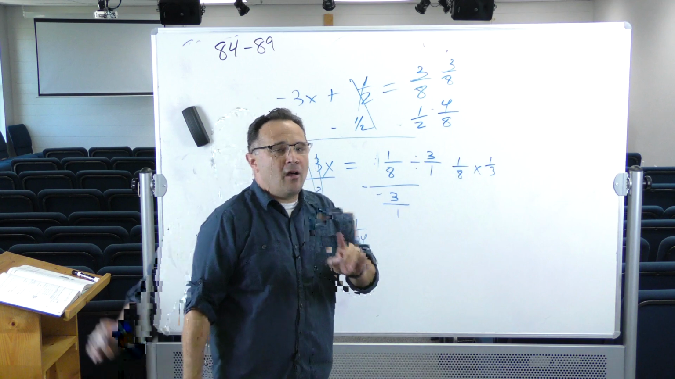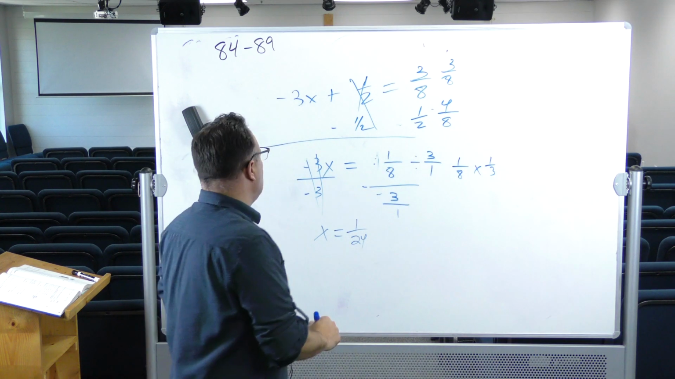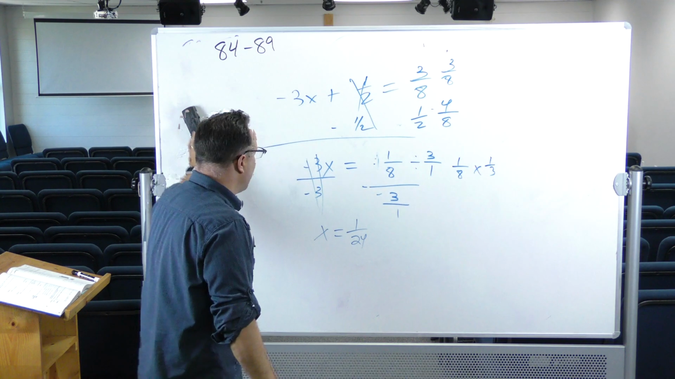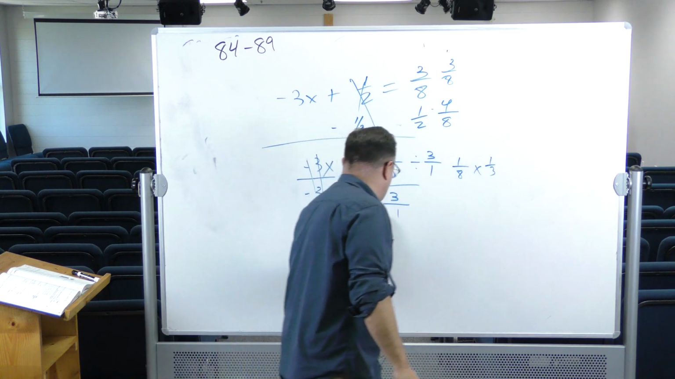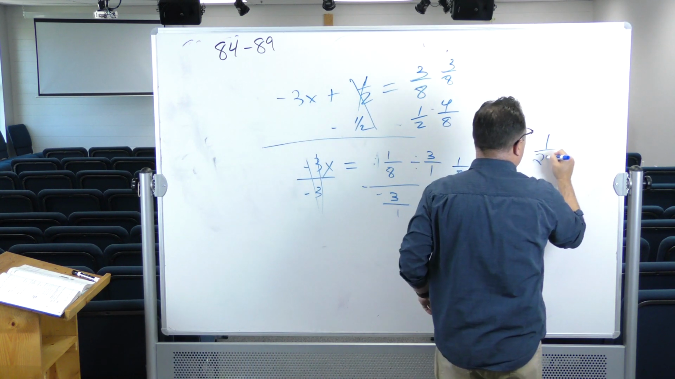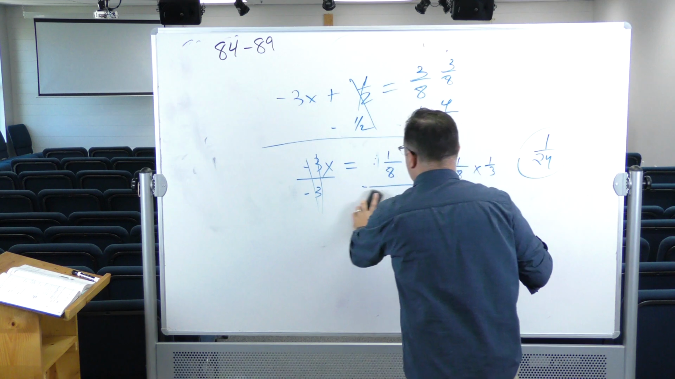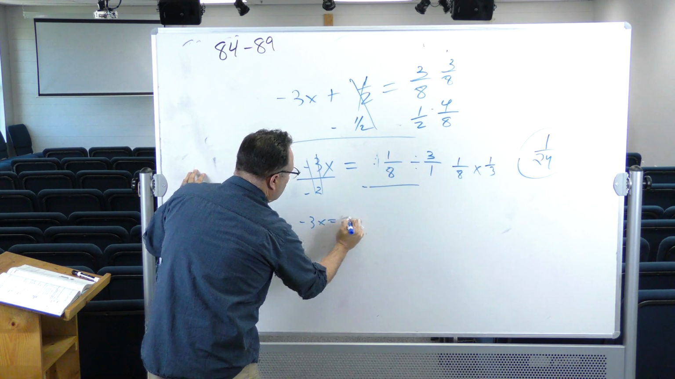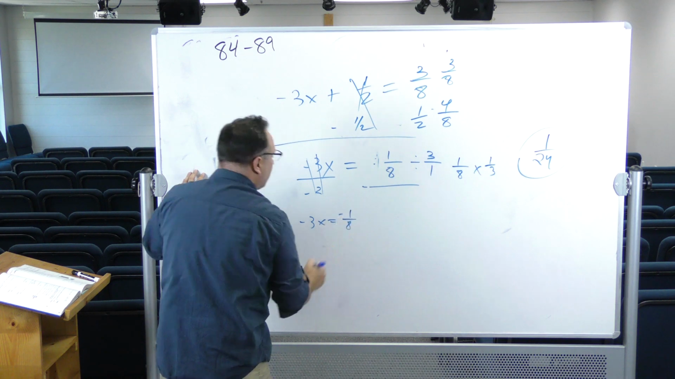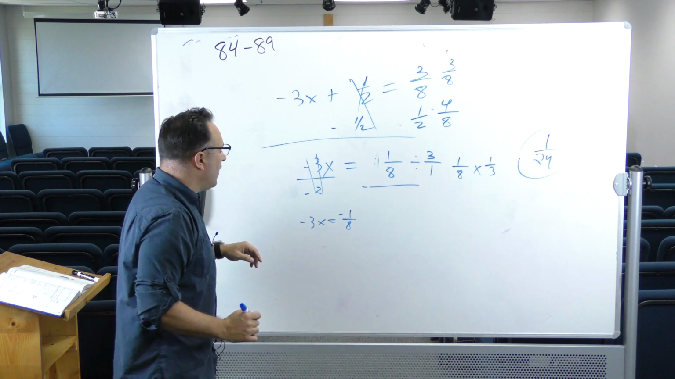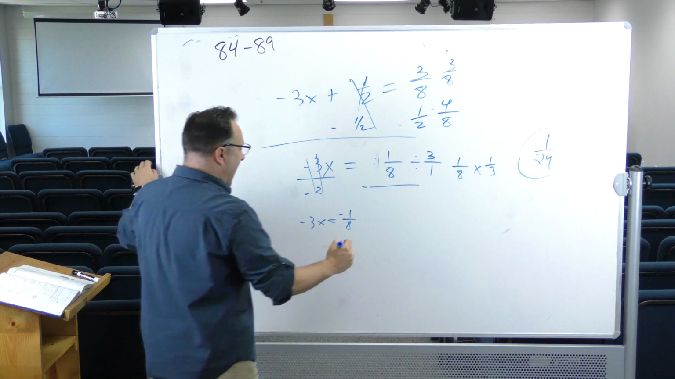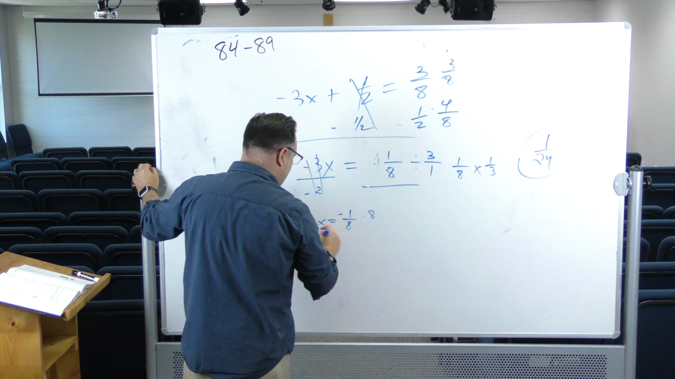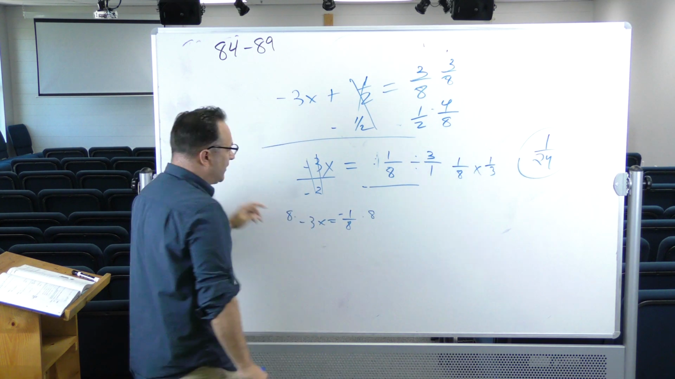Now, I'll show you how to do it really quickly by multiplying everything by 8. And we'll get the same answer, which I'll write here, which is 1 over 24. I had negative 3x equals negative 1/8. Okay, so what I'm going to do is multiply both sides by 8. Watch what happens. The reason I do that is because that denominator is 8.